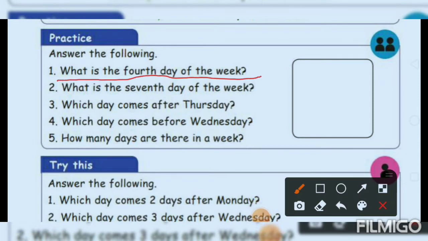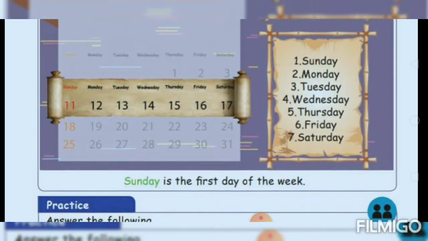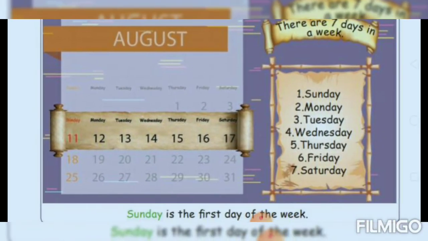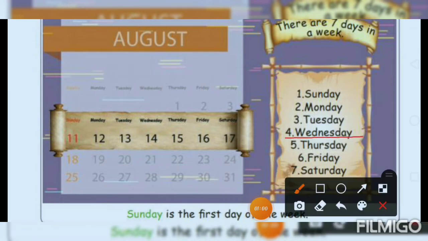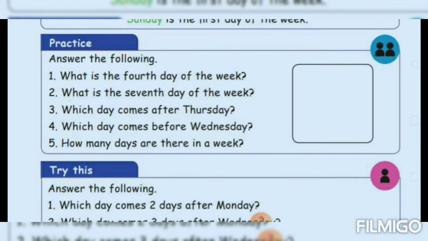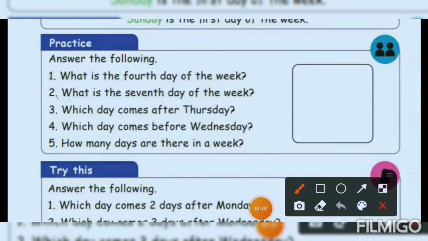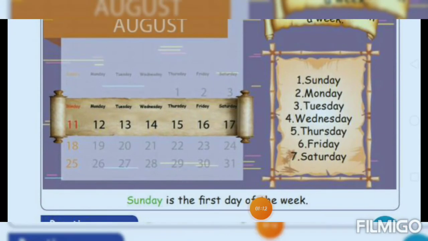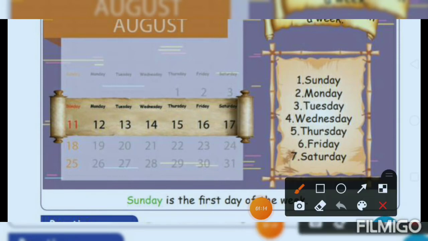Shall we see? First day Sunday, second day Monday, third day Tuesday, fourth day is Wednesday. So, first answer is Wednesday. Second question. What is the seventh day of the week? 1, 2, 3, 4, 5, 6, 7. Seventh day is Saturday.